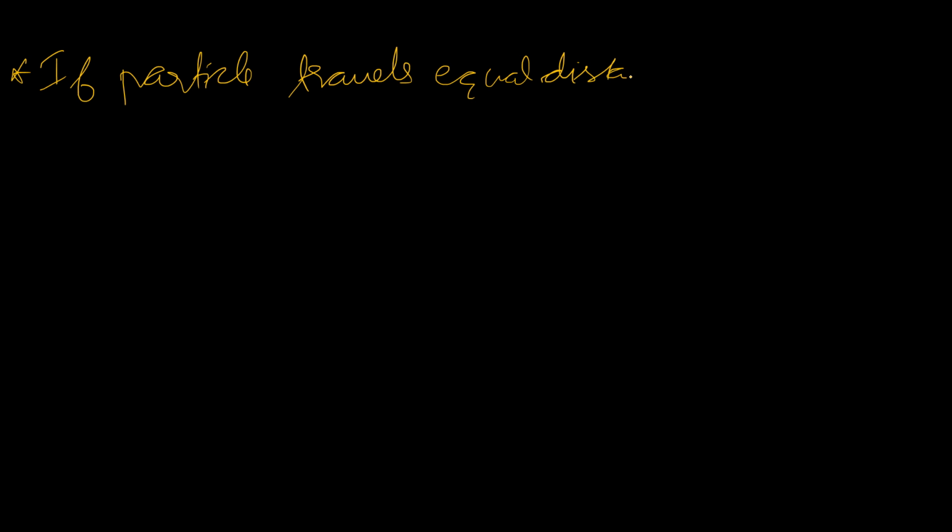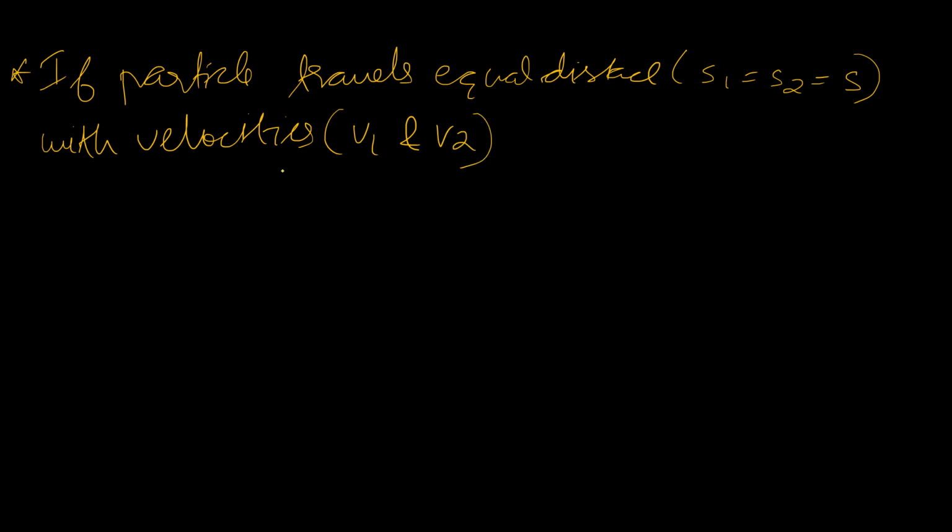Let us proceed to the next formula. Next condition: if a particle travels equal distances, that is s1 equal to s2 equal to s, with velocities v1 and v2, then average speed is equal to 2 v1 v2 divided by v1 plus v2.